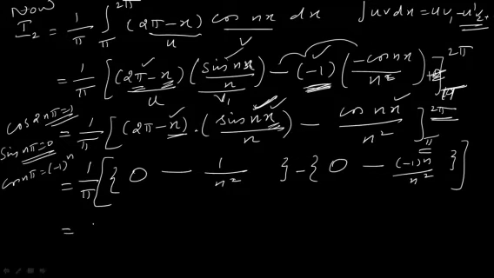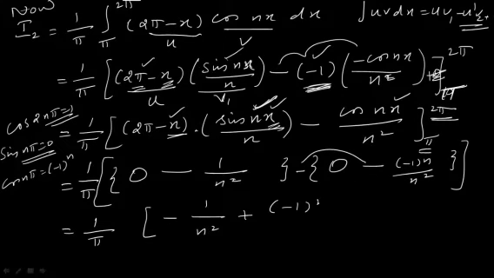Let me simplify this. That is 1 by pi of, here you have minus 1 by n squared, here minus of lower limit. So this minus and minus become plus (-1)^n divided by n squared. So we may not simplify further. Let me stop up to this. So this is the value of your second, that is I2.